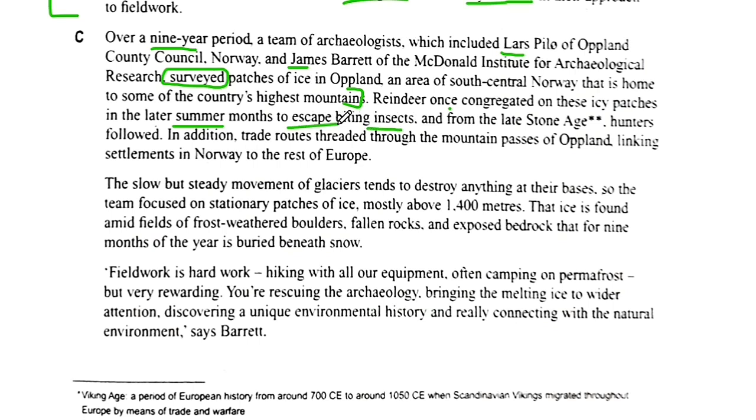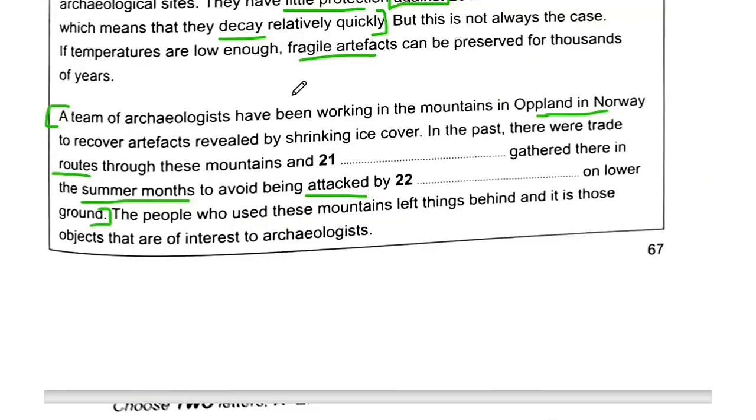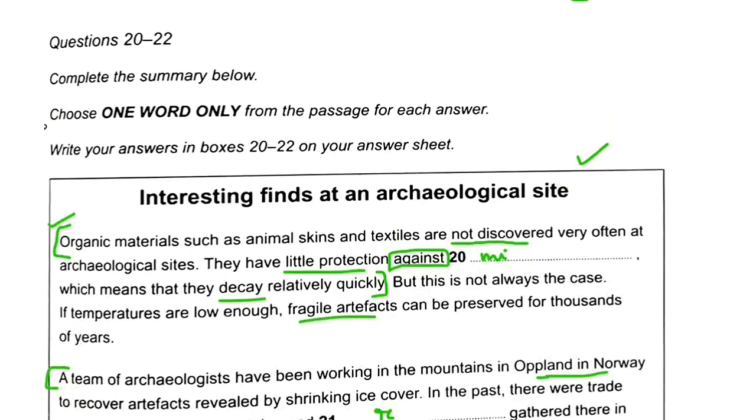Biting insects, and from the late Stone Age hunters followed. In addition, trade routes threaded through the mountain passes of Oppland, linking the settlements in Norway and the rest of Europe. We had also read of the trade routes. So we'll try to solve the fill in the blanks. Here you can see there were trade routes through these mountains and dash gathered. So the answer is reindeer, because we have already seen in the paragraph, in the summer months to avoid being attacked by what? To avoid being attacked by insects. So this also we saw in the paragraph, on the lower ground. So we have completely completed the fill in the blanks.